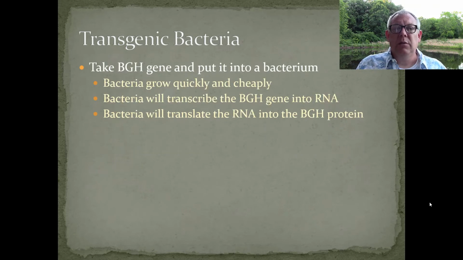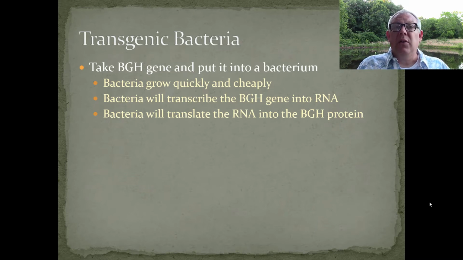But if this gene makes the protein, what if we take that gene and put it into a bacterium? And that's what happened. So why would you want to put this gene in a bacterium? Well, bacteria grow very quickly and reproduce very quickly. And every time that bacterium reproduces, it makes a new copy of that BGH gene. And so all the offspring have that BGH gene. And so, every 20 minutes, every 30 minutes, you can make a new copy of that gene.